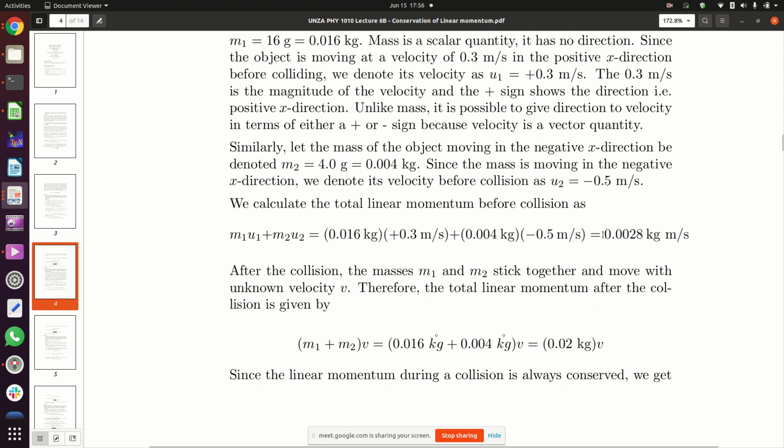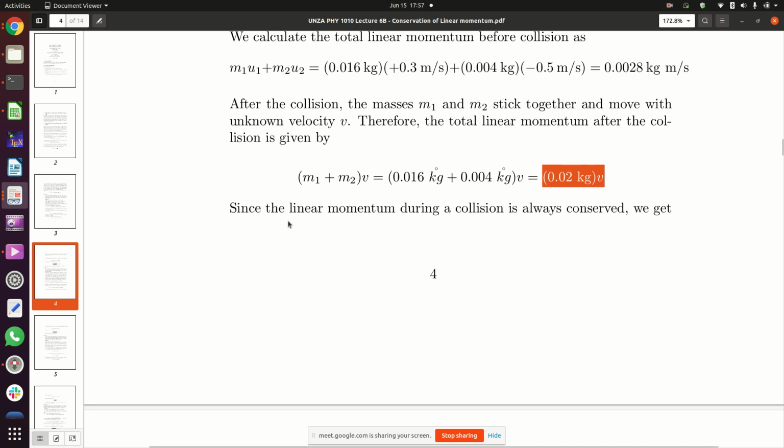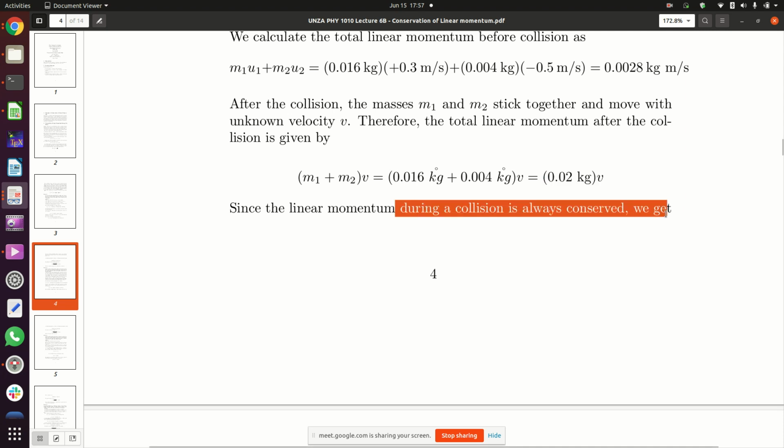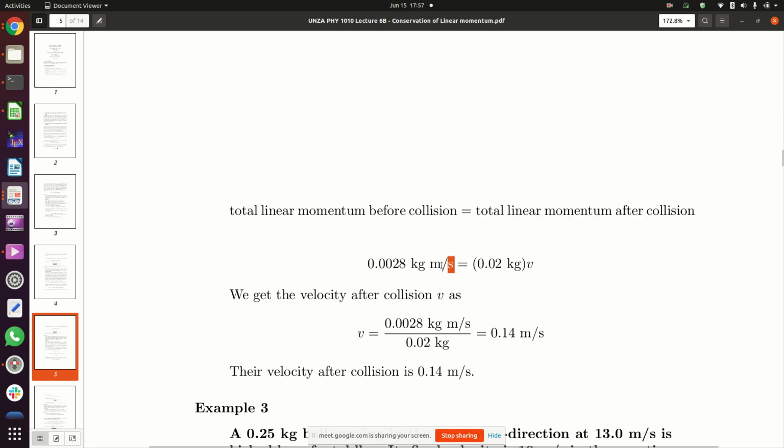So before collision, this is the total linear momentum. Just after collision, this is the total linear momentum. We assume that these velocities don't change. Since we have the velocities before and after collision, we can enforce conservation of linear momentum, the fact that the total linear momentum is always conserved. That means that the total linear momentum before the collision has to be equal to the total linear momentum after the collision. Before collision, the total linear momentum is 0.0028 kg meters per second. After collision, it's 0.02 kg multiplied by V. So we can divide both sides by 0.02 to find out what V is.